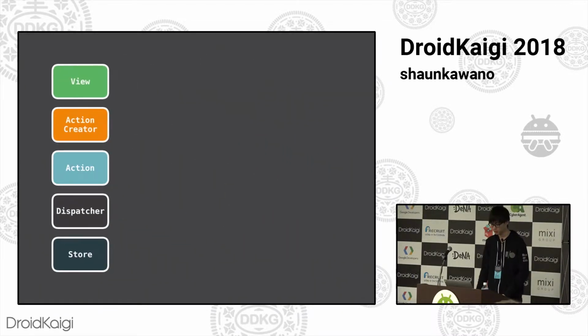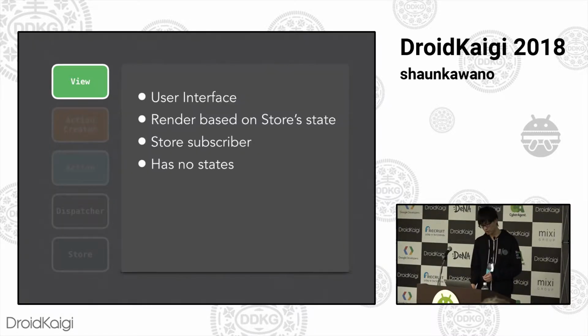So let's look at each component one by one. I'm going to explain briefly and quickly what the component is and the role of each component is. So starting from view is, as you can guess, it describes user interface. It renders UI based on stored state change. So that means view can also be considered as store subscriber. And the view itself, therefore, doesn't have any state.